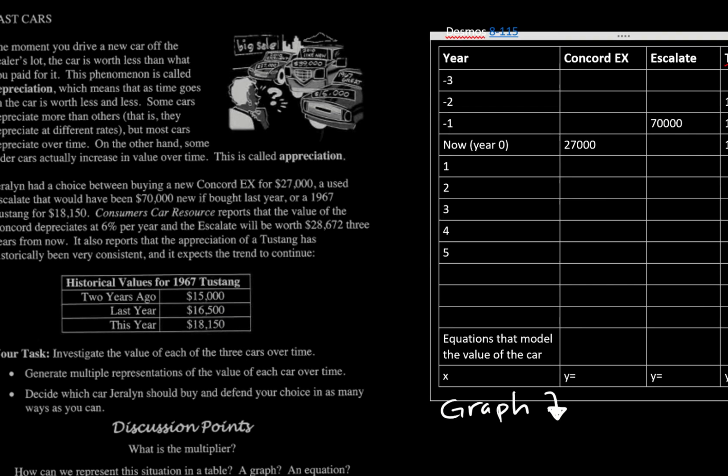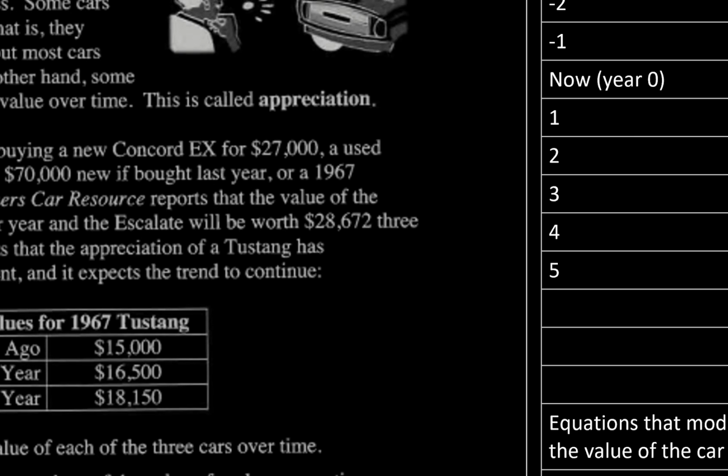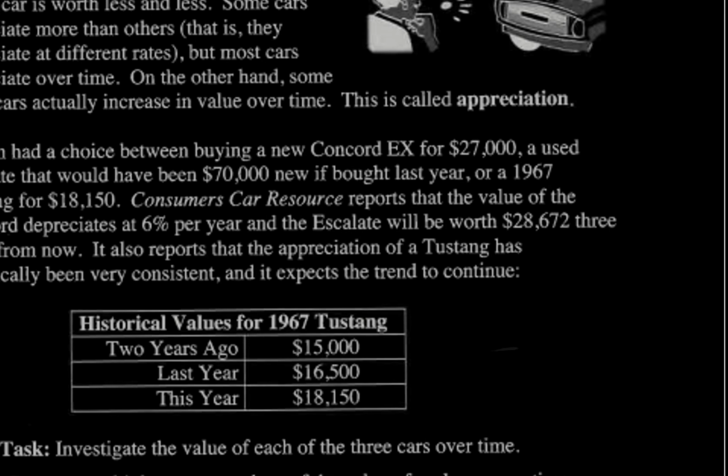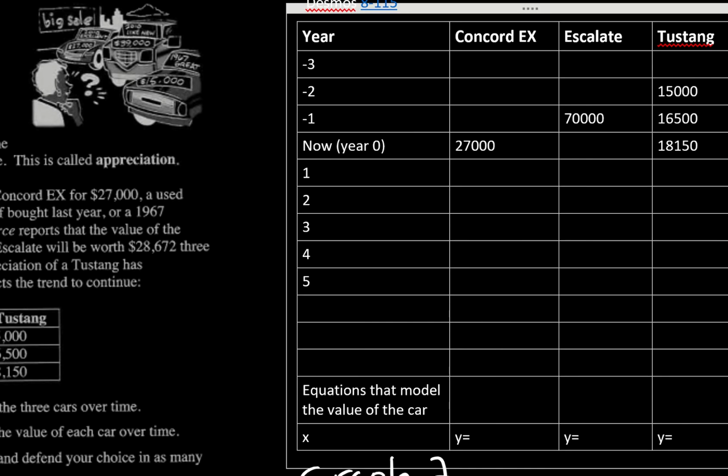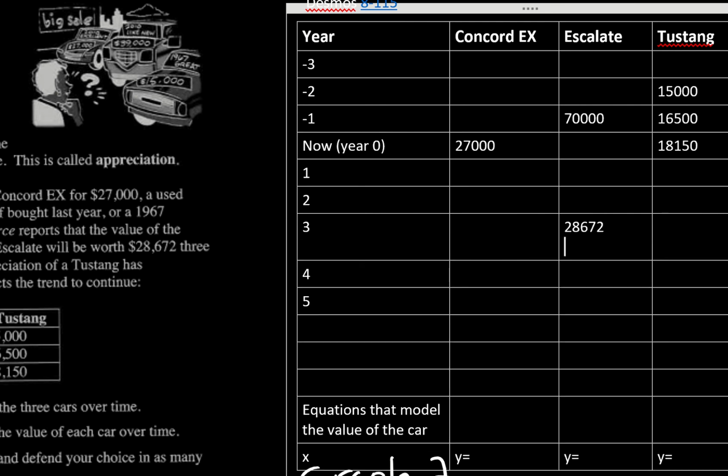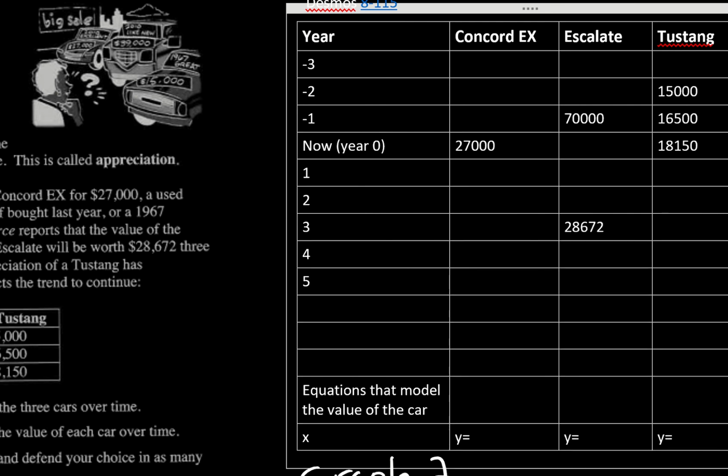Also, it says the Escalade will be worth $28,672 3 years from now. So this is this year, right? Last year it was $70,000. 3 years from now, that would be 1 year from now, 2 years from now, 3 years from now. It'll be worth $28,672. So they've given us very different information.